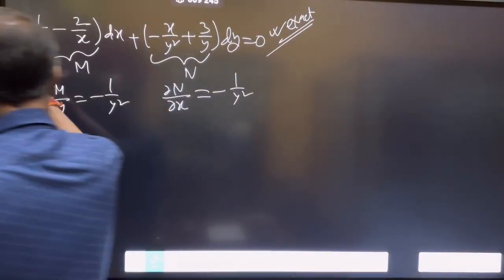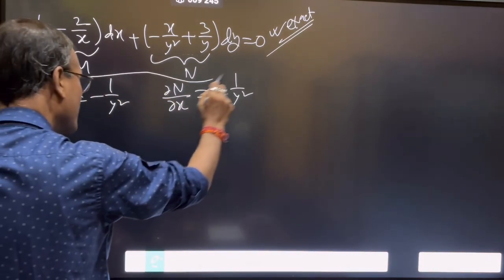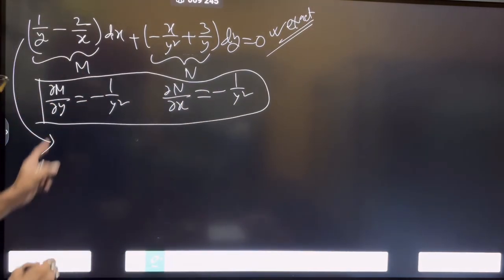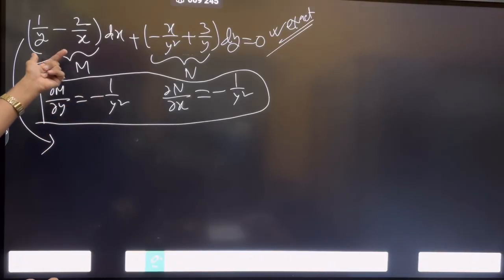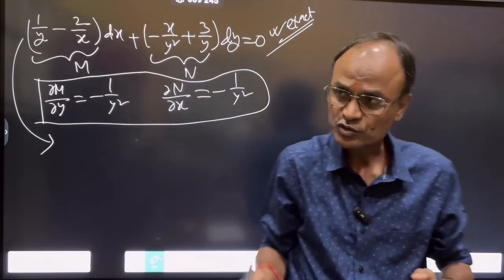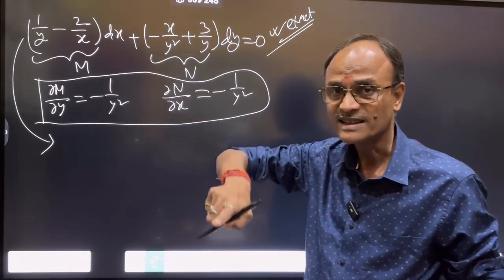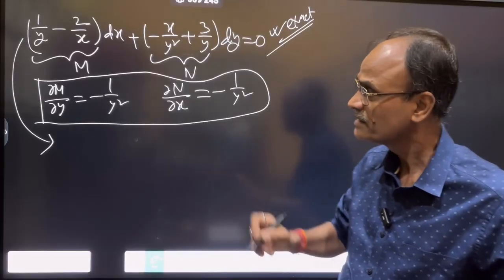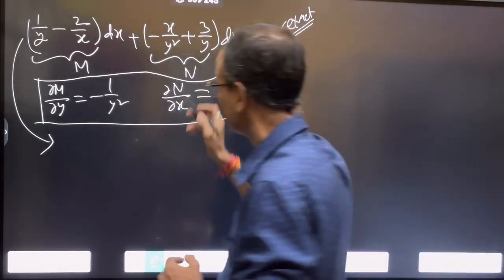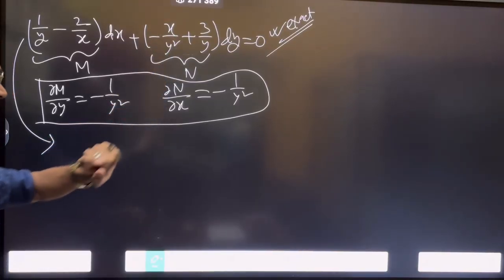You may solve this. I have just told you that this is an exact differential equation. M is equal to this, N is equal to this. You can solve in that way also. Integral M dx plus integral N dy equal to constant, taking only those terms which are free from x.